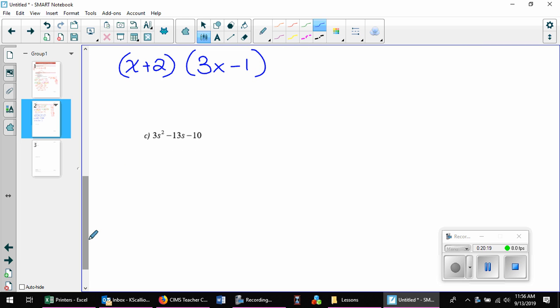Okay, next one is 3 times negative 10 gives me negative 30. The factor pair that works is not 3 and 10, because one has to be positive and one has to be negative. Yeah. Nope. That's wrong.